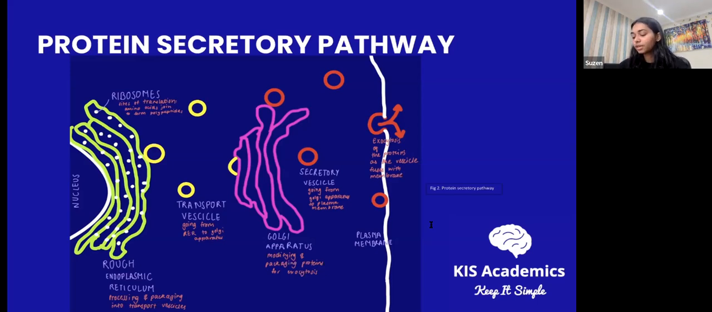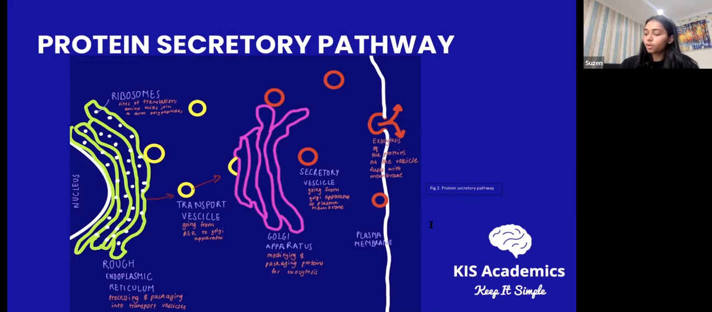And it will be transported through the transport vesicles. And the transport vesicles' main function is to go from the rough ER to the Golgi apparatus. So yeah, I'll just go like this. Now, about the Golgi apparatus, its main function is to modify and package proteins for exocytosis.